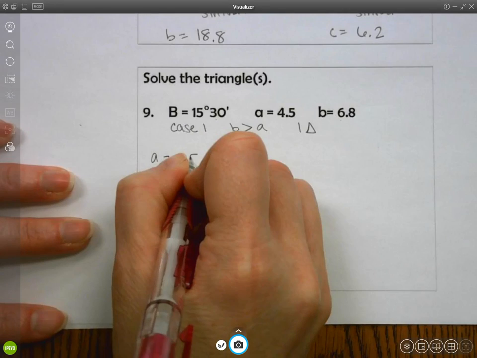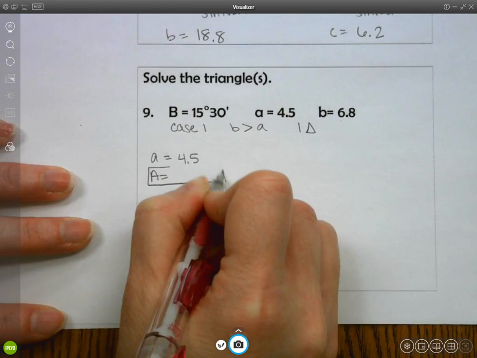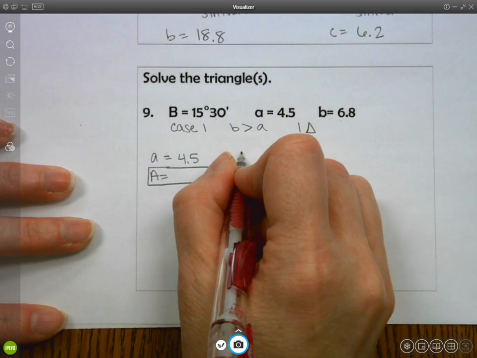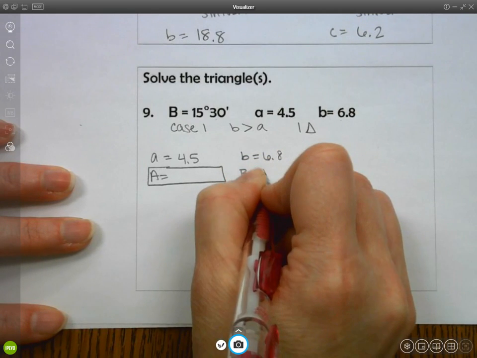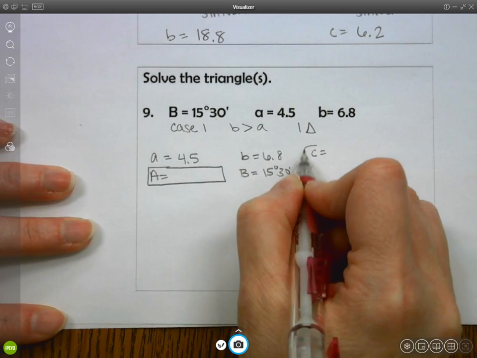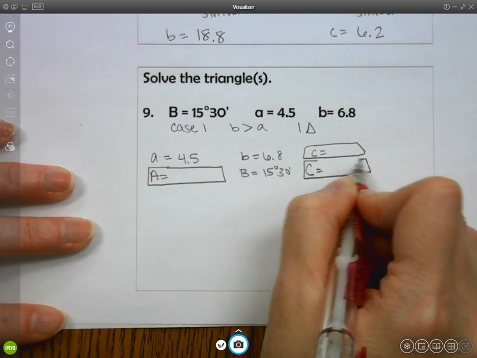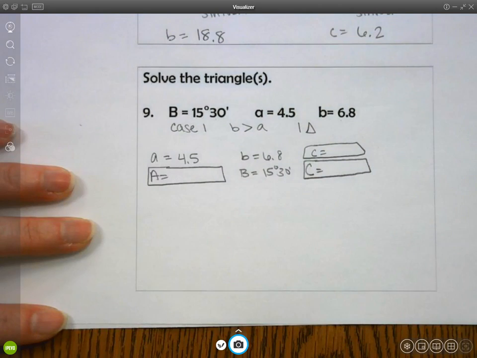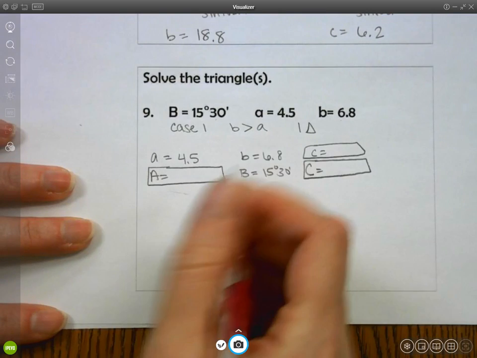So we know that side A is 4.5. We do not know angle A. We know side B is 6.8, and angle B is 15 degrees, 30 minutes. We do not know side C, and we do not know angle C. Alright, so I was looking at it, and I think this is where I need to start.